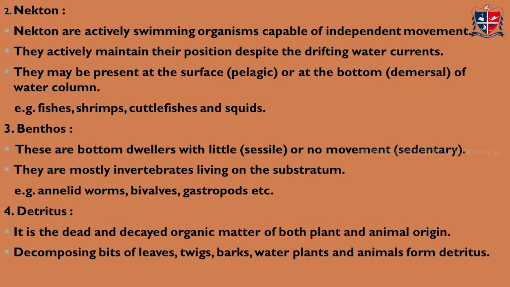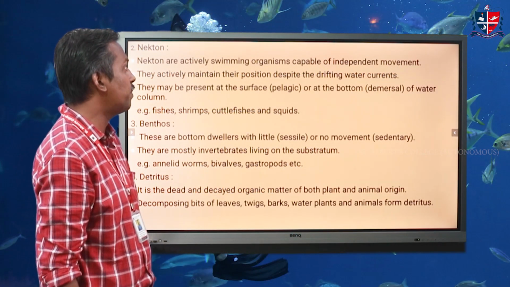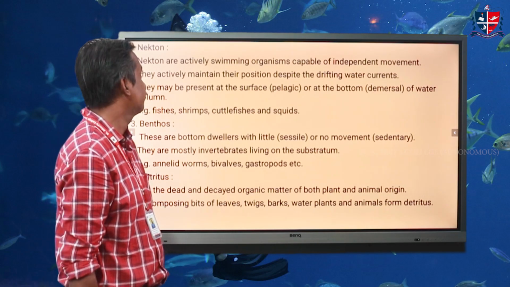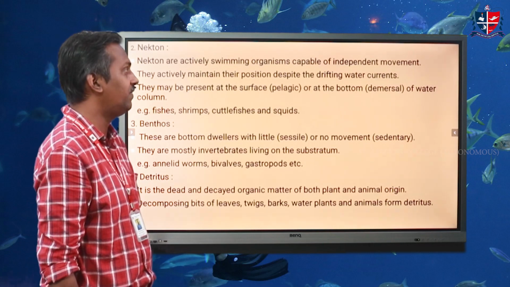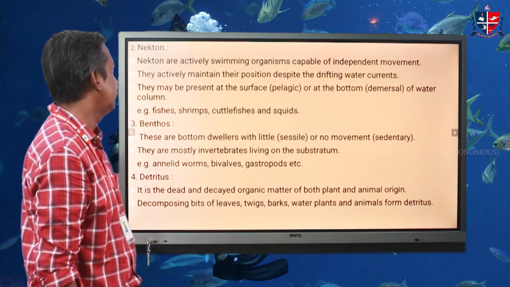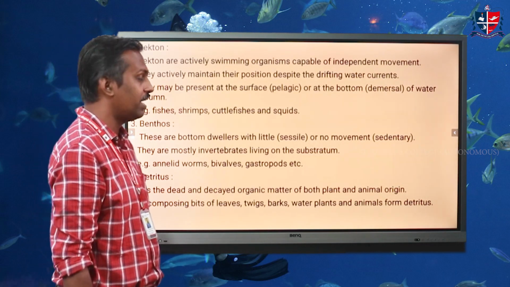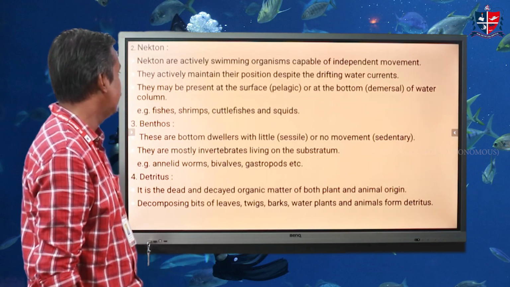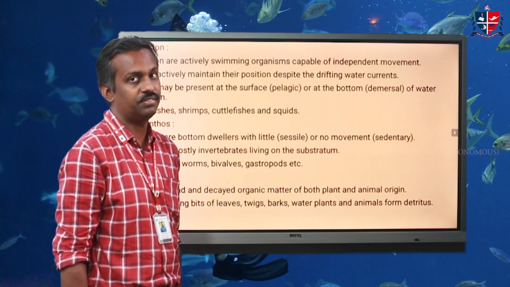The second one is nekton. Nektons are actively swimming organisms capable of independent movement. They actively maintain their position despite the drifting water currents. They may be present at the surface or at the bottom of the water column. The examples are fishes, shrimp, cuttlefishes, and squid.